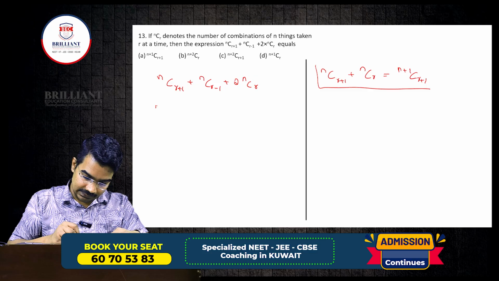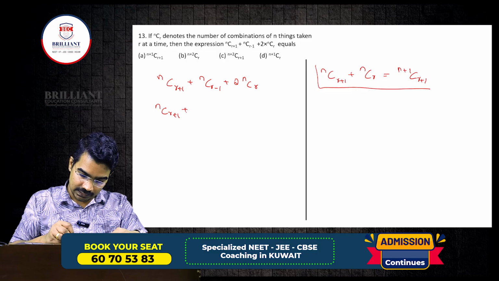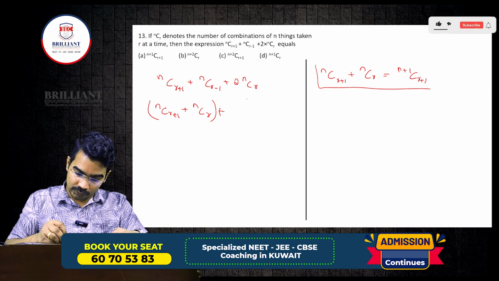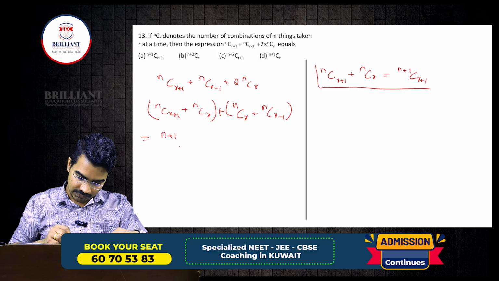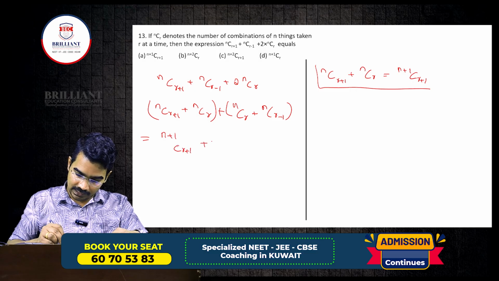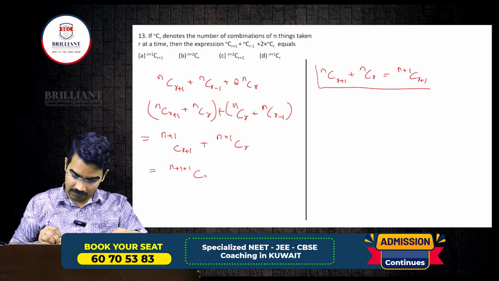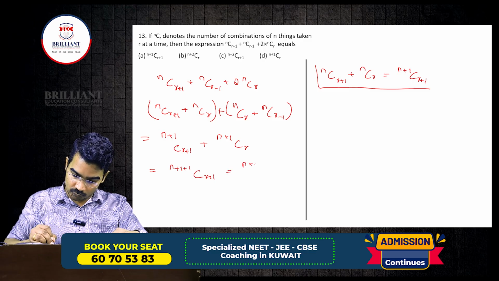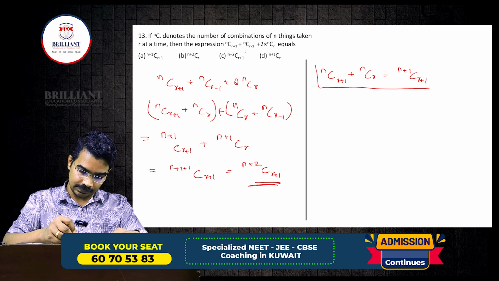Okay. So nC(r+1), I am going to take 1 nCr from this 2 nCr, plus nCr, again I am going to use the remaining nCr plus nC(r-1). This will be equal to (n+1)C(r+1) plus (n+1)Cr. So again you can add these two. That will be (n+1)C(r+1) plus (n+1)Cr, which is (n+2)C(r+1). So the right answer is option C.